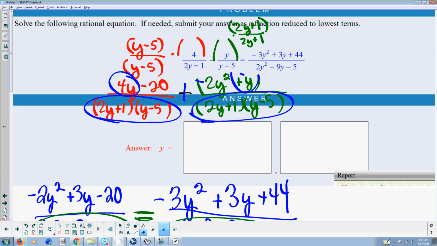But it is possible to get, for example, if I had gotten 5 as a solution, because of this right here, 5 minus 5 would make a 0, I would have to discard 5 as extraneous. Okay? So 8 and negative 8 should be fine.